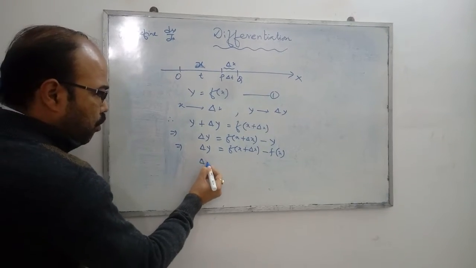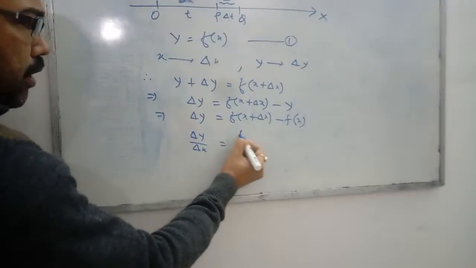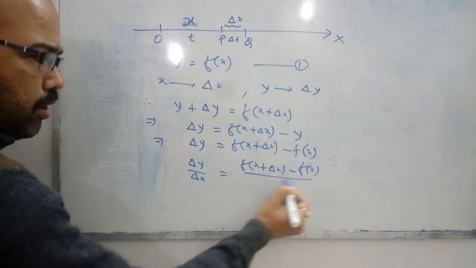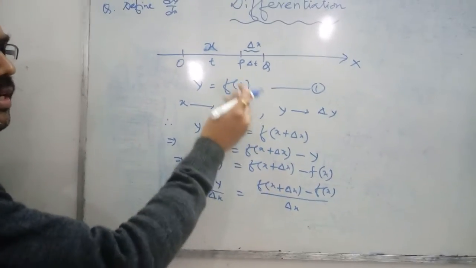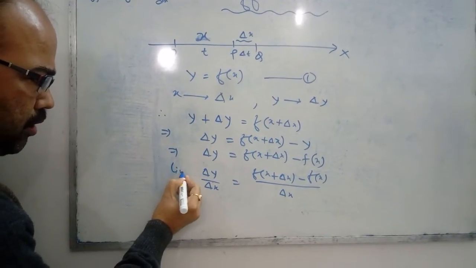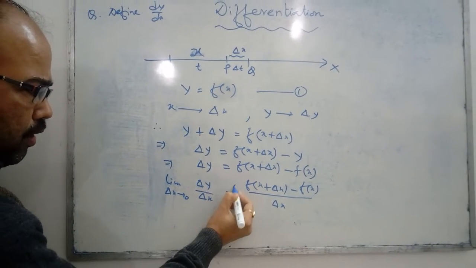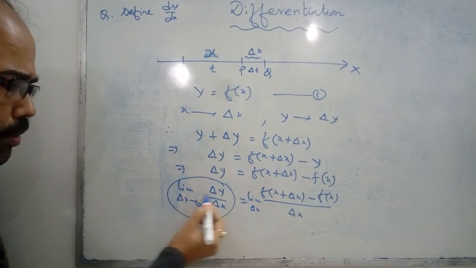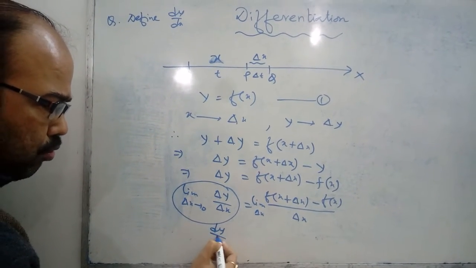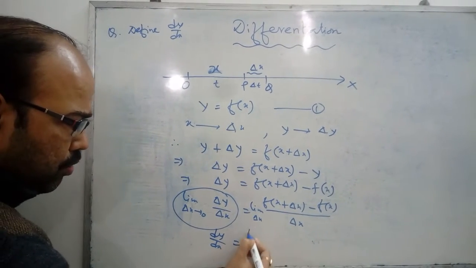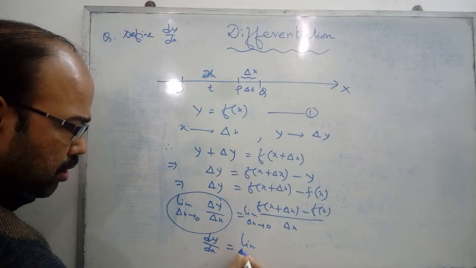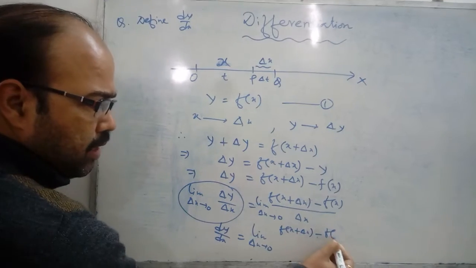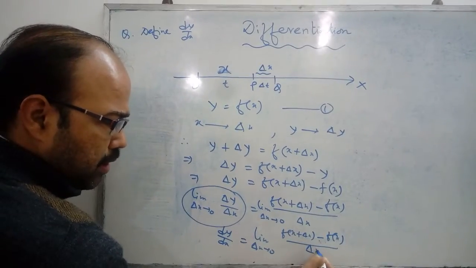Let us divide both sides by delta x: f of x plus delta x minus f of x, whole divided by delta x. But delta x is very small, so take the limit as delta x tends to 0 on both sides. Now in the language of calculus, the limiting value of this is equal to dy/dx. This is equal to the limit as delta x tends to 0 of f of x plus delta x minus f of x, whole divided by delta x.